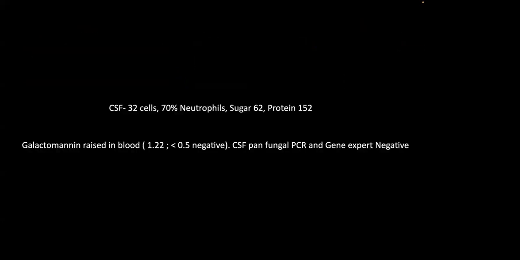His CSF revealed 32 cells, 70% polymorphs, and raised protein. I think protein was 152, and sugar was normal. We did his tuberculosis workup, whatever was feasible, and it was negative, including GeneXpert. His CSF fungal PCR was negative, but his galactomannan was raised in blood, 1.22. Normally less than 0.5 is negative.